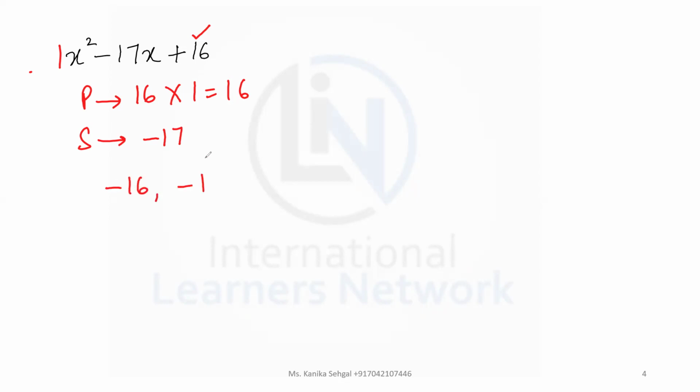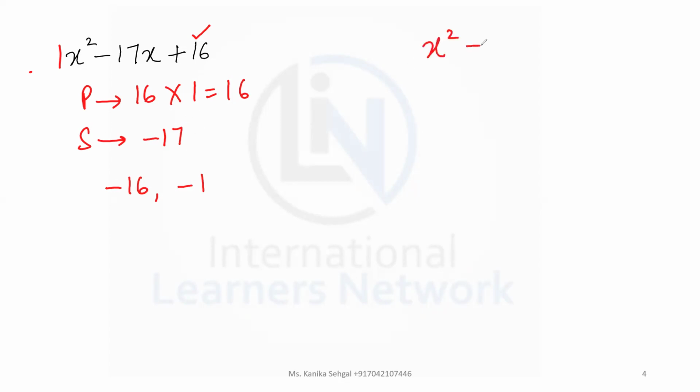Now the next question, x square minus 17x plus 16. We want two numbers whose product is 16 times the coefficient here, that's 1. 16 times 1, that is 16 itself. And then we want the sum to be negative 17. This one is very simple. If you take negative 16, negative 1, that is going to give you the product positive 16. And when you add these, you will get the sum minus 17.